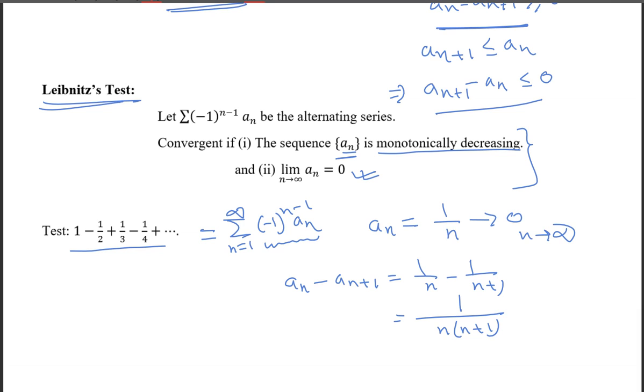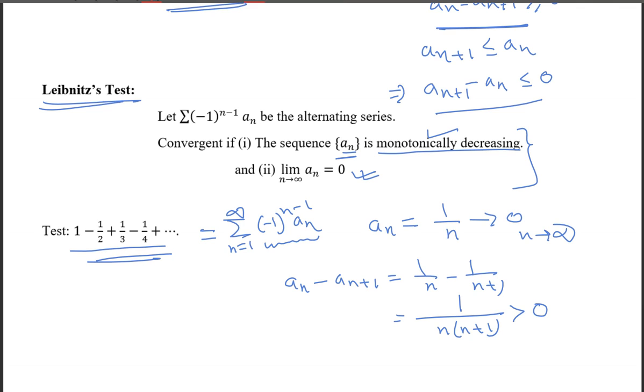Which is greater than 0? Yes, if n is a positive number, then yes. n is always a positive number, because n starts from 1 to infinity. So it is greater than 0. That means it is monotonically decreasing. As it is monotonically decreasing and a_n tends to 0, by the Leibniz test you can say this series is convergent.